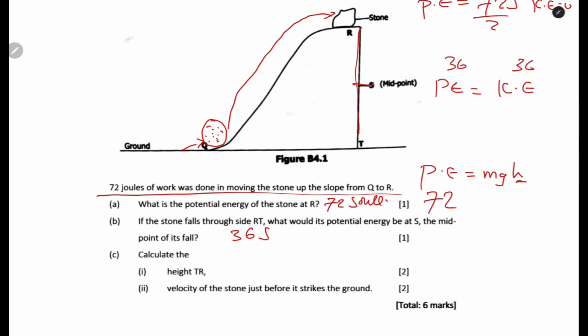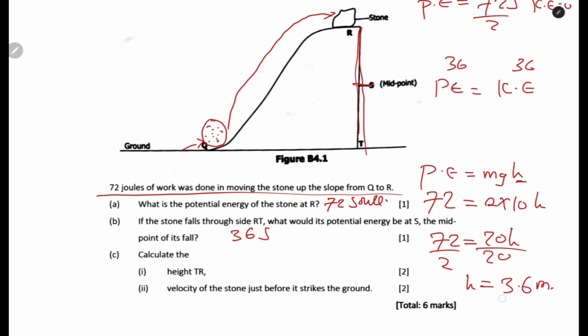Potential energy on top there, we're going to use the whole potential energy since it is the whole height. So 72 is equal to mass, which is 2, multiplied by gravity, which is 10 on earth, multiplied by height. So 72 is equal to 20h. What is our height? Let me just punch it on the calculator: 72 divided by 20 is giving me 3.6. So 3.6 meter.